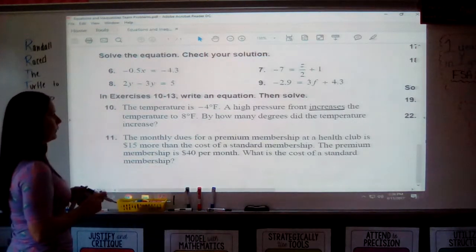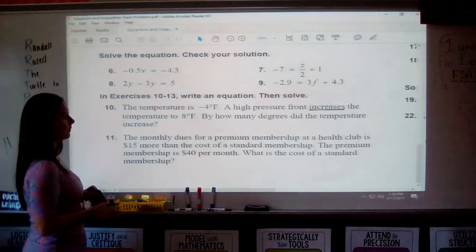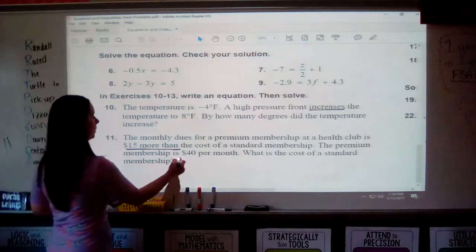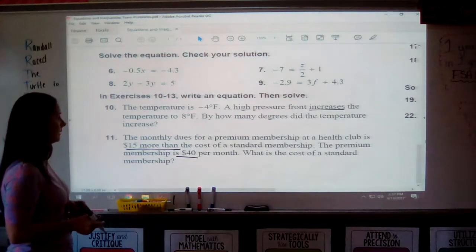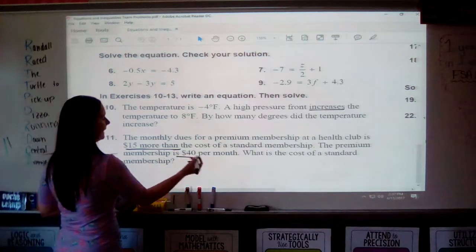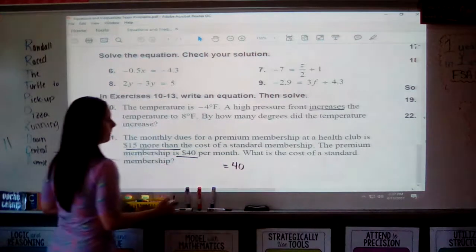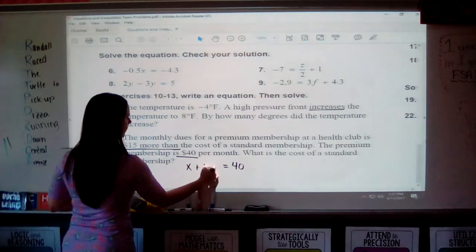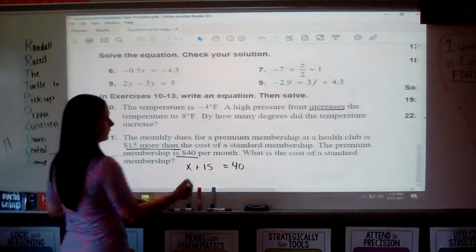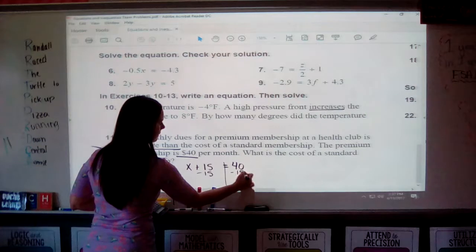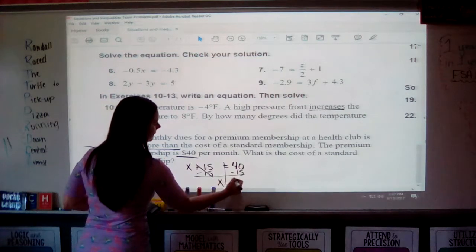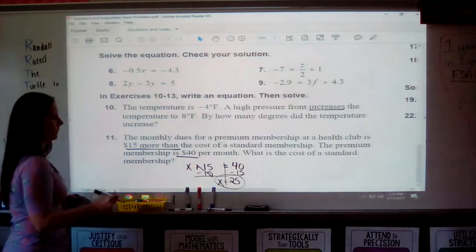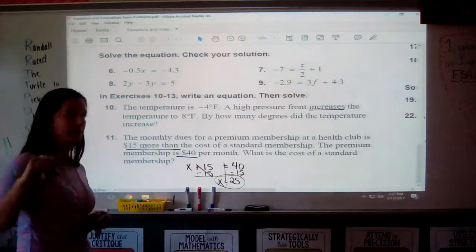And then number 11, the monthly dues for a premium membership at a health club is $15 more than the cost of a standard membership. The premium membership is $40 per month. What's the cost of a standard membership? The fact that it says something is 40 means that it's equal to 40. I don't know how much the standard membership is, but I know the standard membership plus 15 will give me $40. So subtract 15 from both sides to get x is equal to $25. So the standard membership is $25. Number 12 through 22 are going to be in the next video.